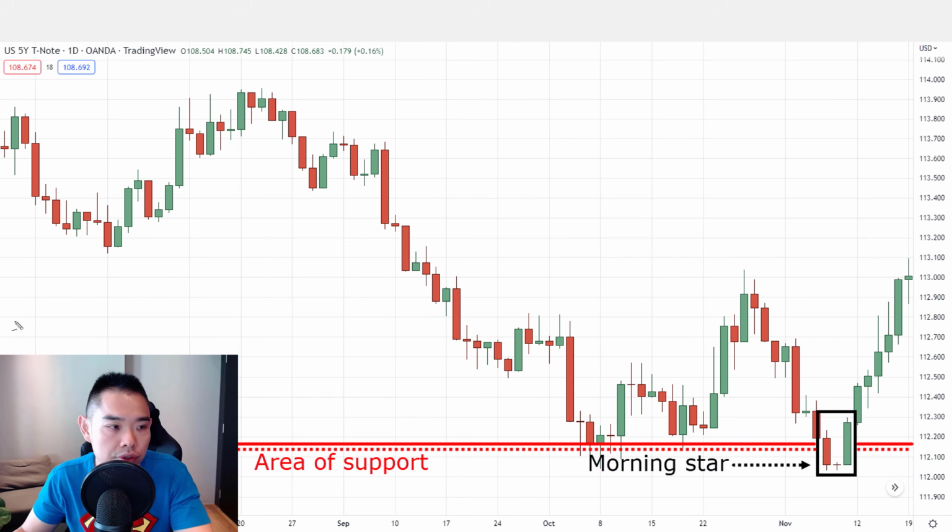So you can see over here, for this particular example, the price came towards this area of support. So price came into this area of support. We had a bounce up higher and retest of support. So over here, look at the second retest.